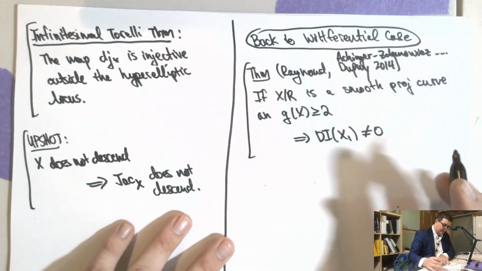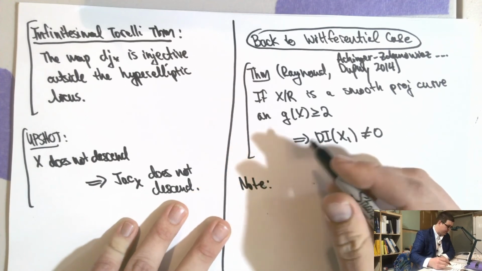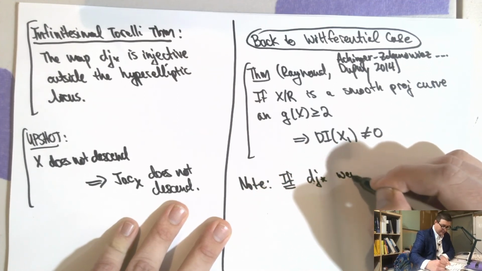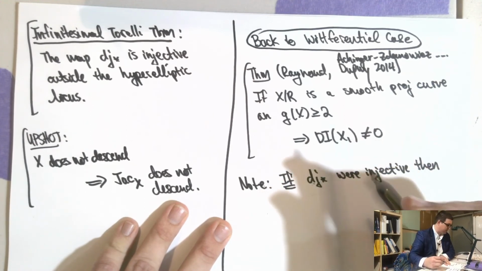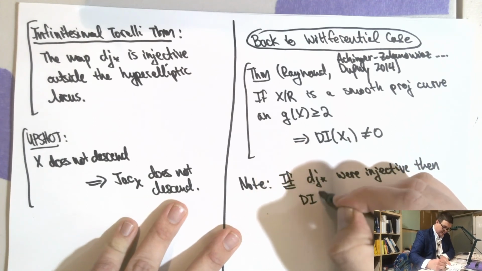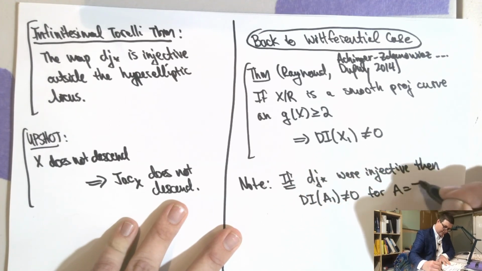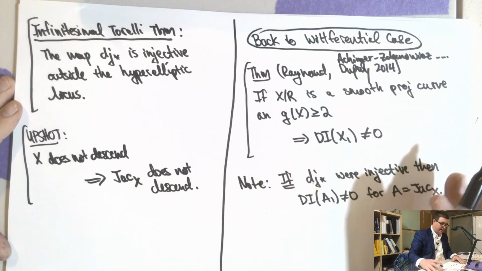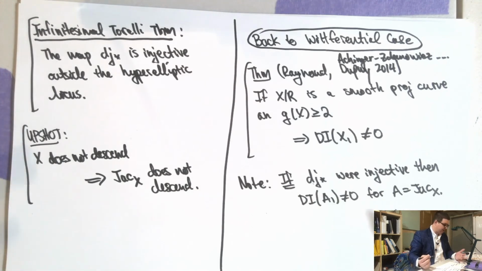Okay, so as a consequence, note that if dj star were injective, then this would imply that this thing here, if this was the Jacobian of X, would not have a lift of the Frobenius. And this is true, but it's way too much to ask.